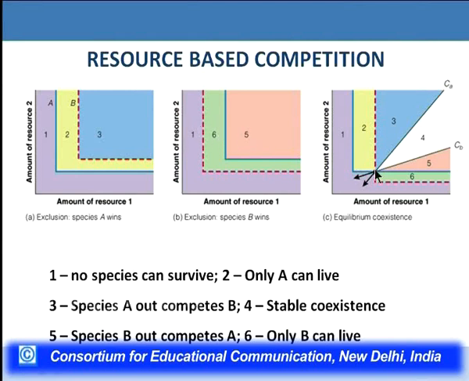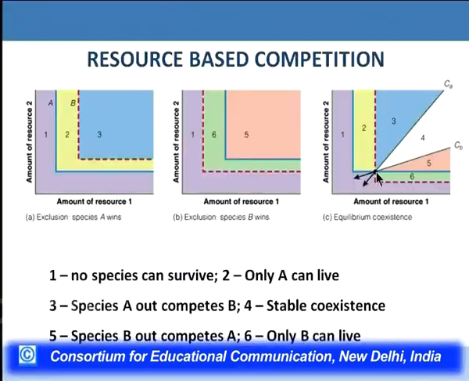There might also come a time when both species are able to live together, and that will only happen if they are both utilizing the same resource to a great extent, and if there is an intersection of the zero isocline resource lines for both species A and species B. So this was another model of competition given by Tilman in plants for resource-based competition.